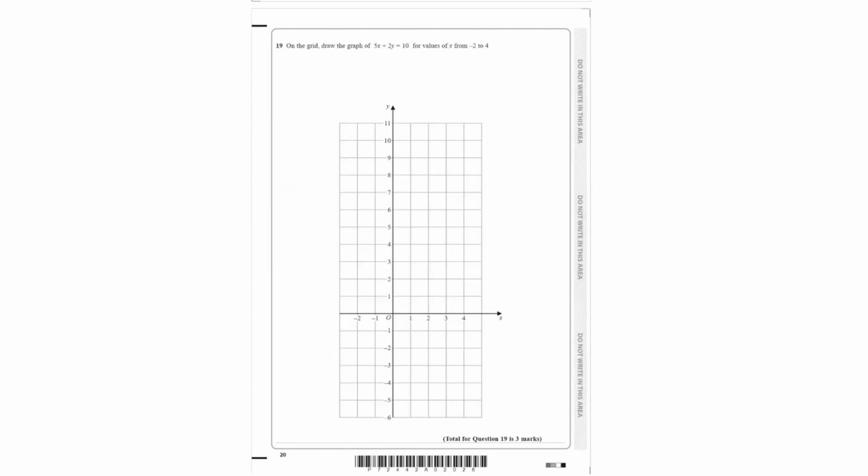On the grid, draw the graph of 5x plus 2y is equal to 10, for the values of x from -2 to 4. So first off, we can draw a chart for the values of x to y. So we have -2 to 4, which is -2, -1, 0, 1, 2, 3, and 4. We can then draw lines for some comprehension.